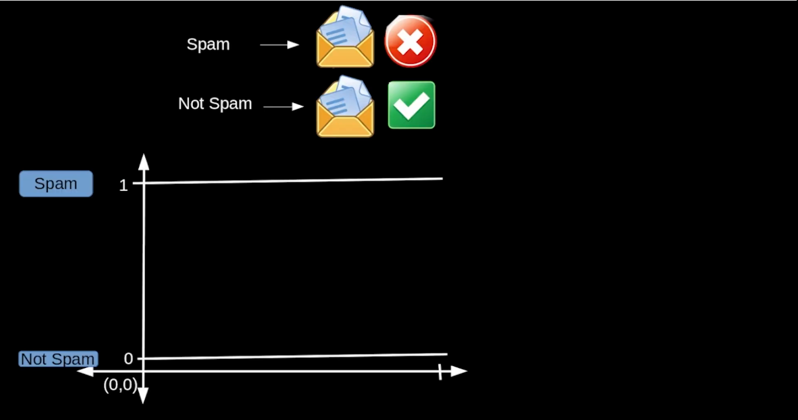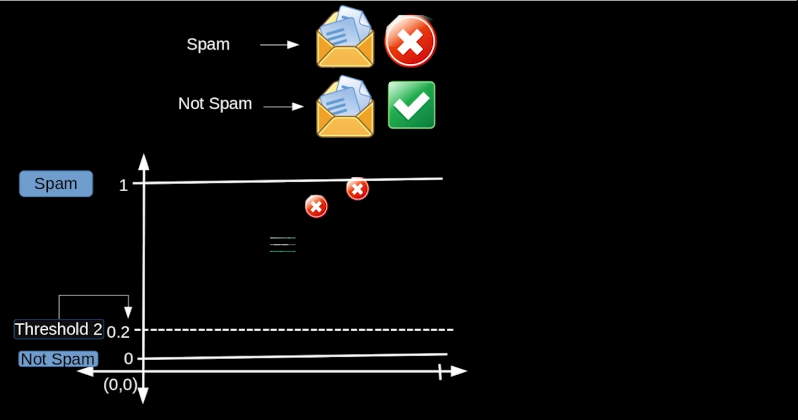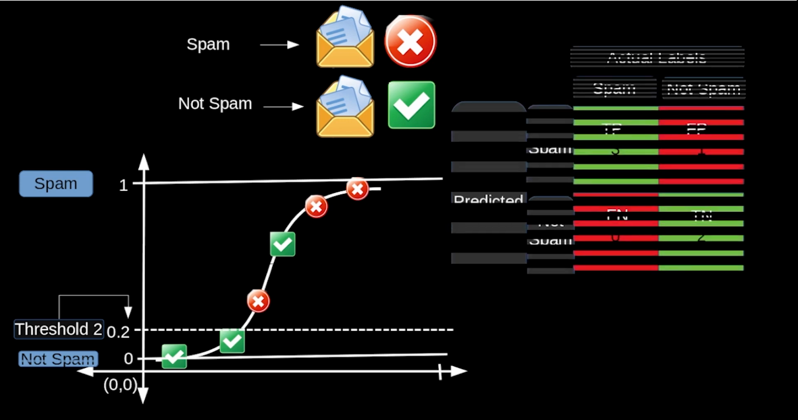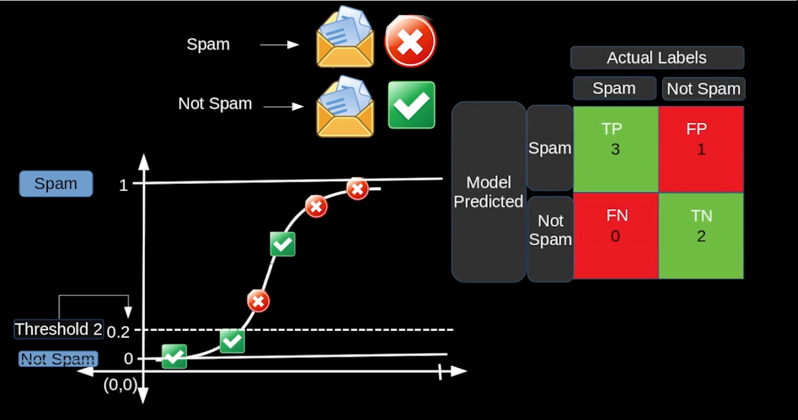Now let's move on to the second threshold, that is threshold 2. Threshold 2 is equal to 0.2. And these are the predicted probabilities of the data samples belonging to our data set. We can classify these data samples into spam and not spam using threshold 0.2. If the predicted probability is greater than 0.2, then it will be classified as spam, and if the predicted probability is less than 0.2, then it will be classified as not spam. Now let's draw a confusion matrix for this threshold 0.2.